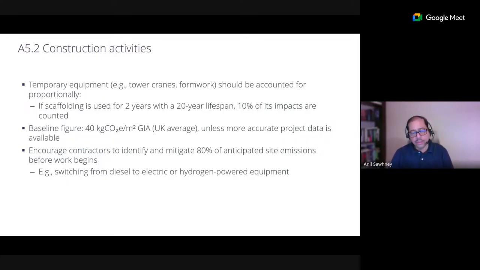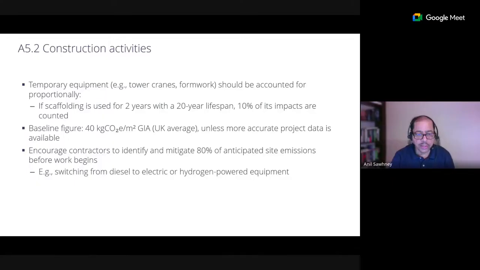Once again, if you don't want to calculate from first principles every construction means and method, because there is so much data available on assessments in the UK, rule of thumb says you can add 40 kilograms of carbon dioxide equivalent per square meter of your gross internal area if this is a building, unless more accurate project data is available. So again, you can make these simpler calculations if you want to for your project or for your asset.